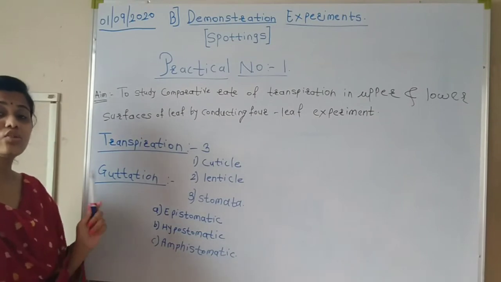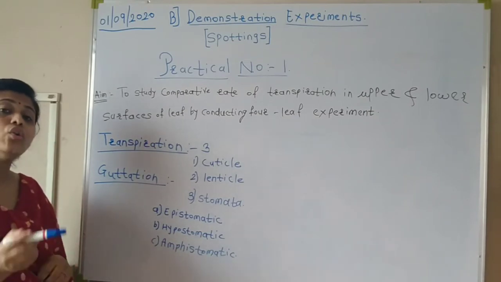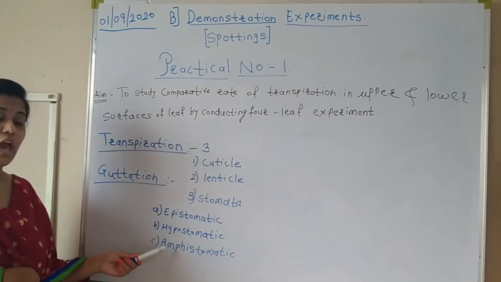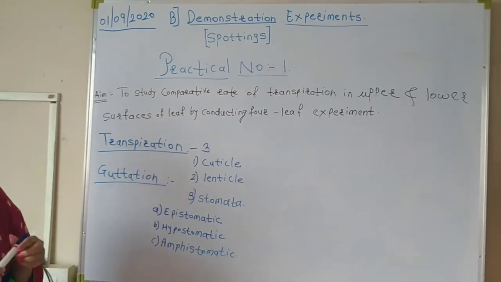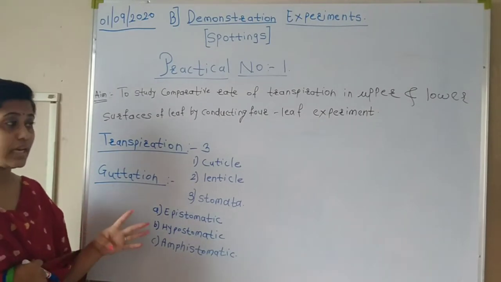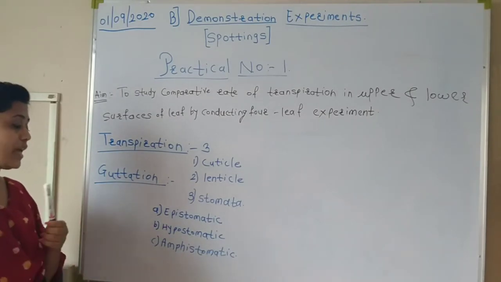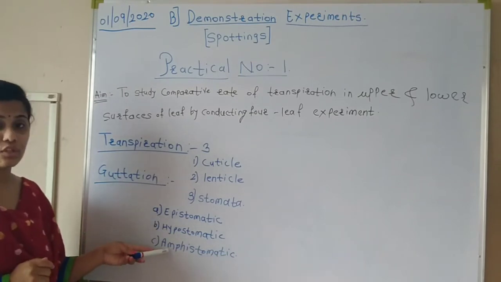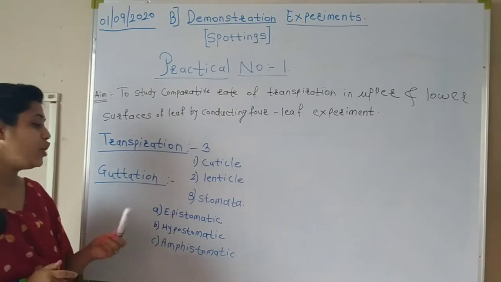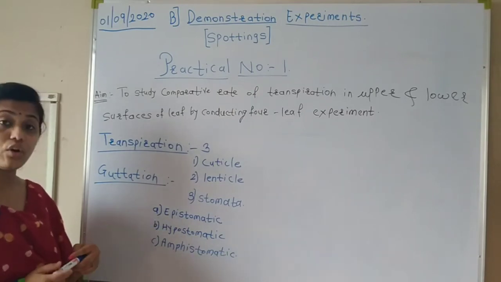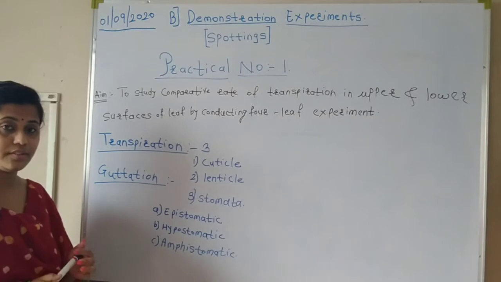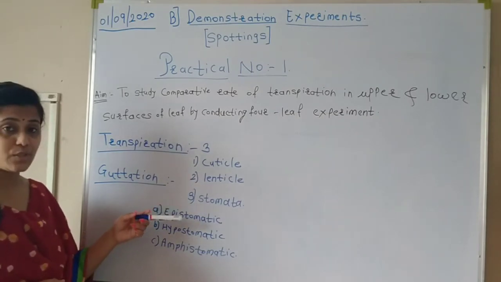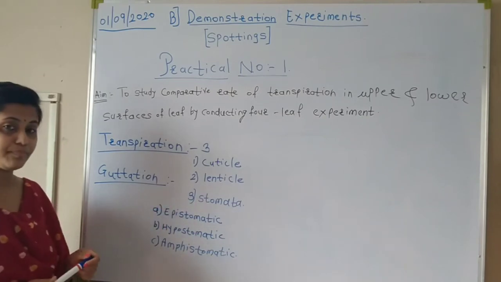Amphistomatic means stomata which are present on both sides of the epidermis. Today we are performing the four-leaf experiment. The four-leaf experiment depends on epistomatic, hypostomatic and amphistomatic stomata, and we will see the rate of transpiration. Today we will observe the rate of transpiration in the stomata.